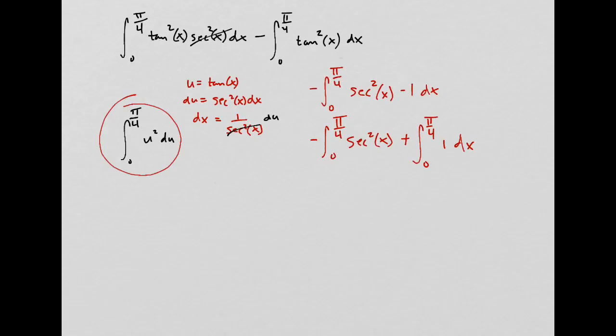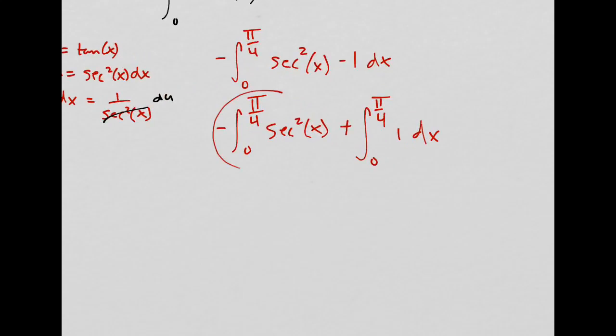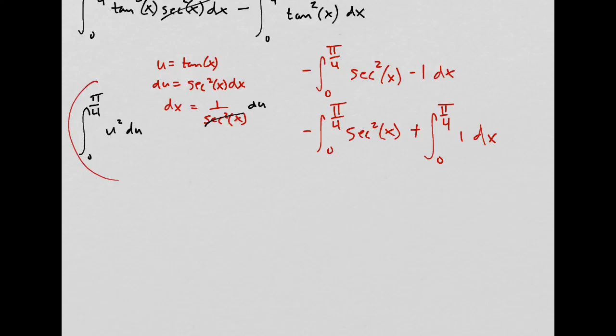But look, there we go, the dx. I can definitely do that and get a number. Definitely do this. The antiderivative of secant squared is just tangent, because the derivative of tangent is secant squared. And then you could do the antiderivative of 1, and it's just x. So hopefully you can finish it up from there.